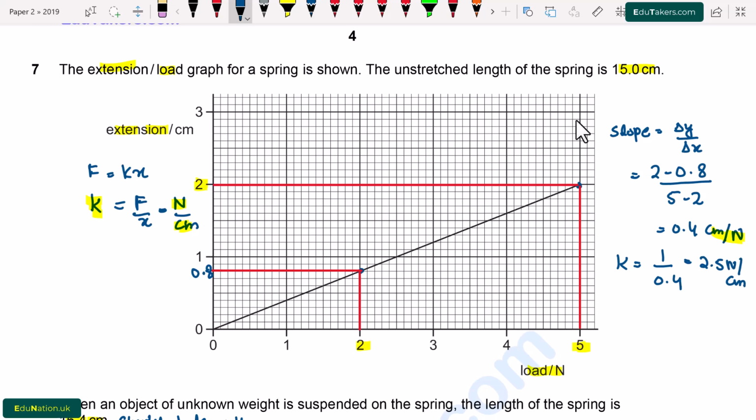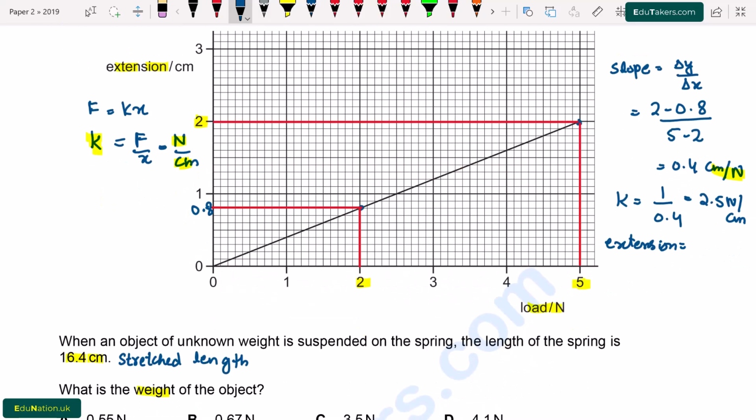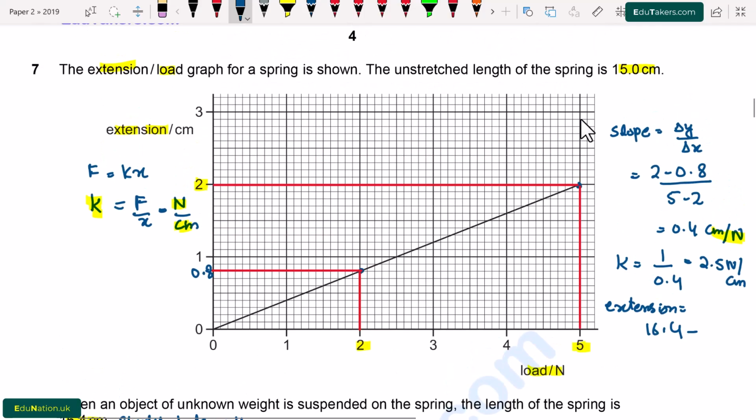We also find out the extension, which is extended length 16.4 centimeter minus original length, which is 15 centimeter. So the extension will be equal to 1.4 centimeter. Now I use the Hooke's law and find out the value of F.